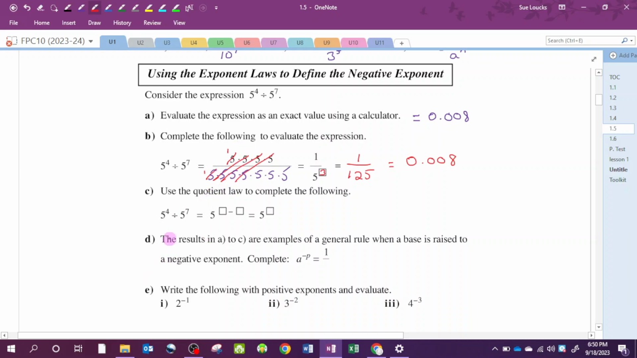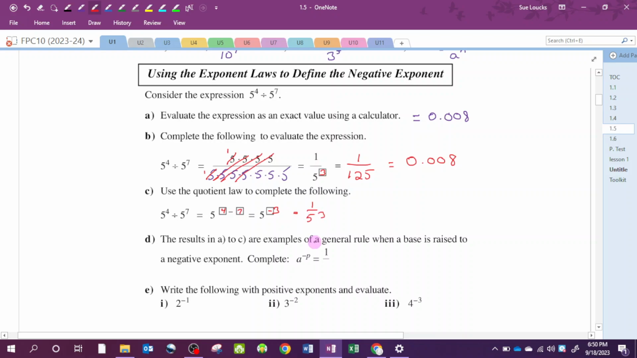So we use the quotient law instead. And the quotient law doesn't matter if you have negative exponents, okay? You just follow the same thing. When you divide powers that have the same base, you subtract the exponents. So 5 to the 4 divided by 5 to the 7 is 5 to the 4 minus 7, which is 5 to the negative 3, okay? Which equals 1 over 5 cubed.